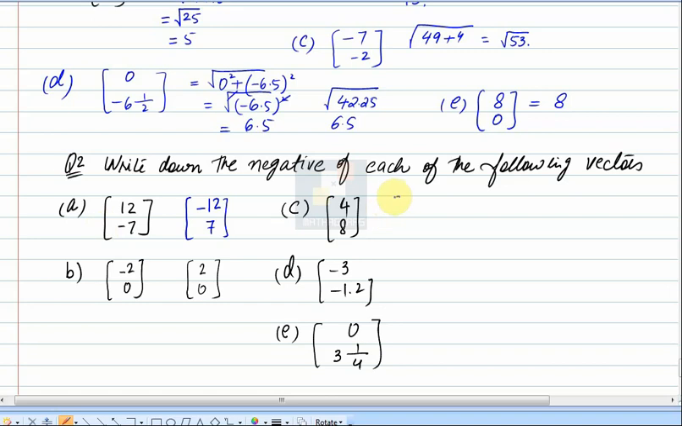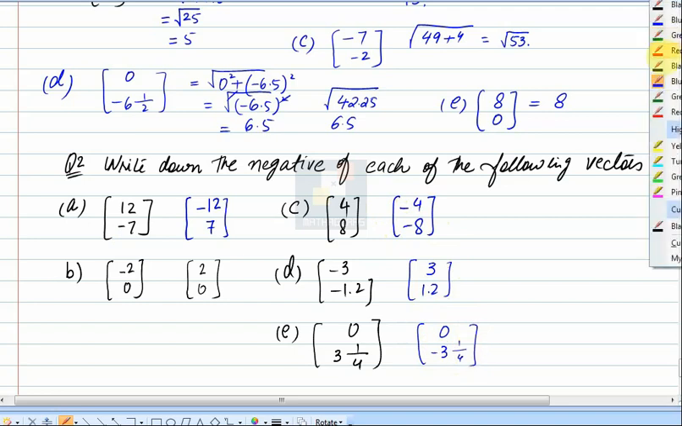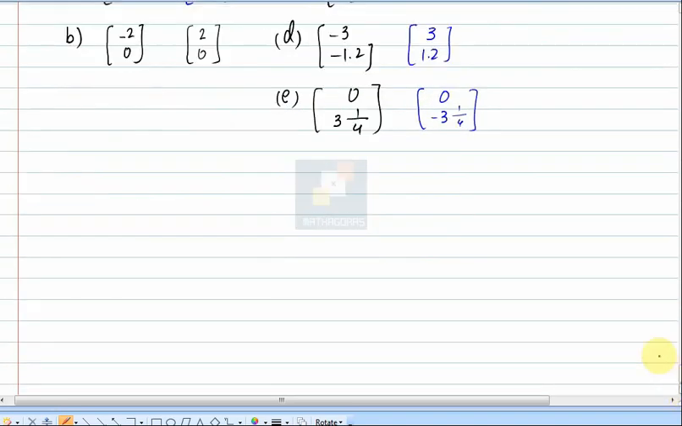So C part it will be -4, -8. D part it's 3 and 1.2, and E part it's 0 and -3 whole 1 upon 4. These are the negative vectors, right? I hope all of you are clear, and up till now the vectors seem very easy, right? So moving on to the next question, question number 3.